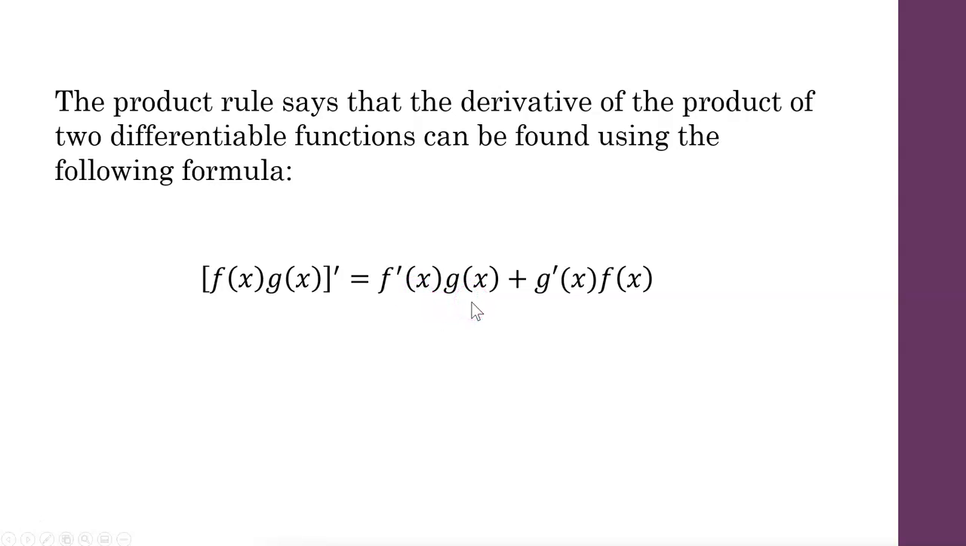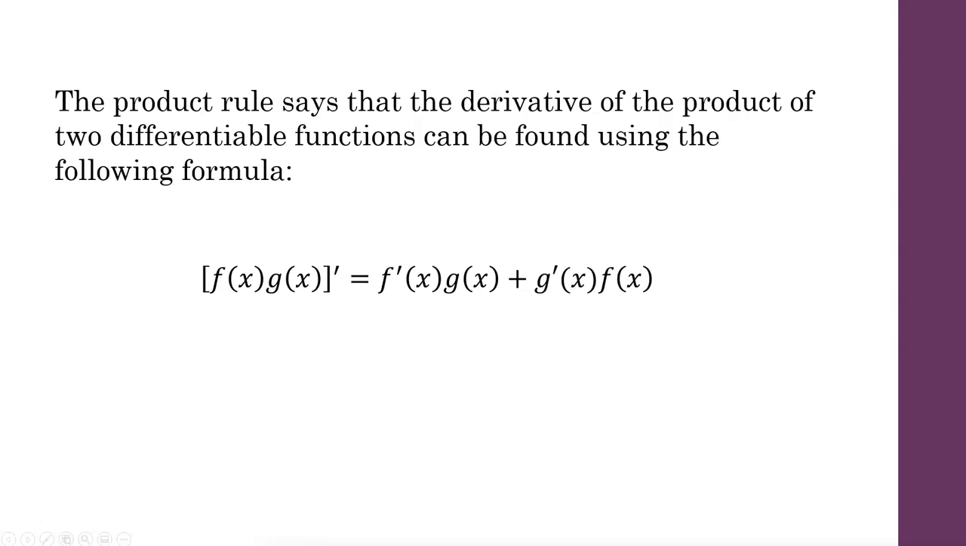the other function itself. So I would take the derivative, f prime of x, and multiply it by g of x. And I take the derivative, g prime of x, and multiply it by f of x. And then the results get added together.